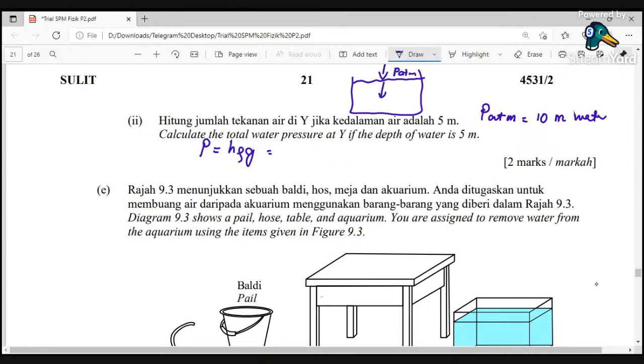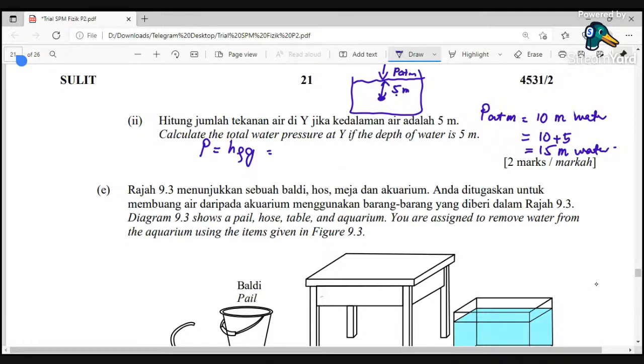Above here, there is atmospheric pressure. Let's say a depth of 5 meters. So what is the pressure at this point? You need to add atmospheric pressure plus the pressure of water. Because this one is water, we can just add directly. So 10 plus 5 becomes 15 meters of water. So the total pressure is 15 meters of water.